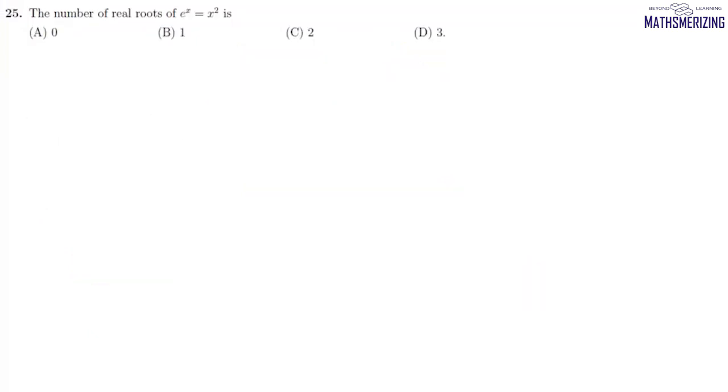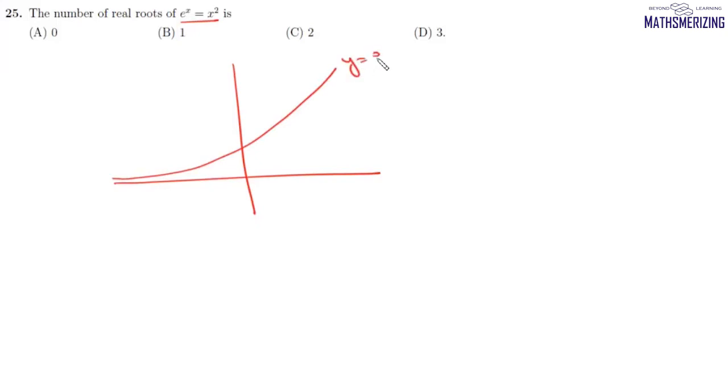Now question number 25 is the number of real roots of e to the power x equals x square. So we'll draw this graph. Now this is the graph of the exponential function y equals e to the power x, and then we have to draw the graph of y equals x square. Now y equals x square is a parabola opening upwards passing through the origin. Now here we have to make sure this graph of x square lies below the graph of the exponential function. The exponential function increases more rapidly as compared to this polynomial function.